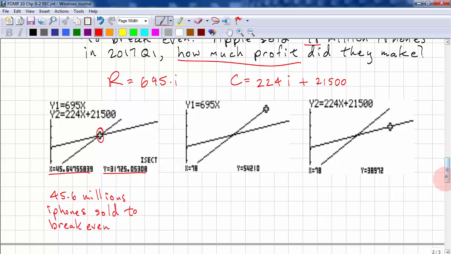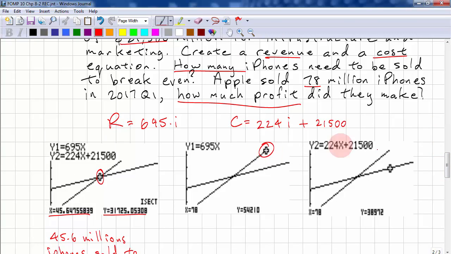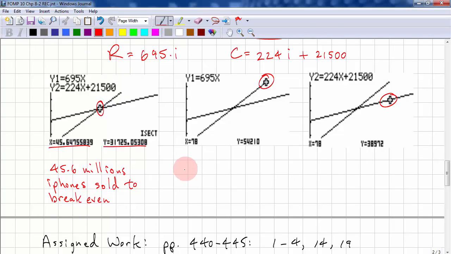Now, the next question is, Apple sold 78 million iPhones in 2017 quarter one. How much profit did they make? Okay, so the profit is the difference between revenue and costs. So the profit at 78 million equals revenue at 78 million minus cost at 78 million. In our graphing calculator, you can trace, enter your value, and then read off your y value.